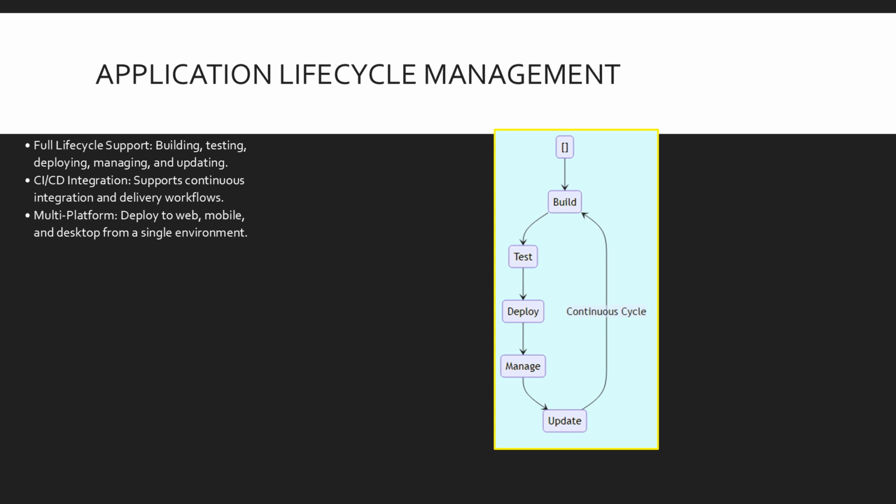This state diagram represents the application lifecycle supported by PaaS. It starts with build, moves to test, then deploy. Once live, the state transitions to manage, and finally update. The arrow returning to build illustrates the continuous nature of modern development cycles supported by PaaS environments.